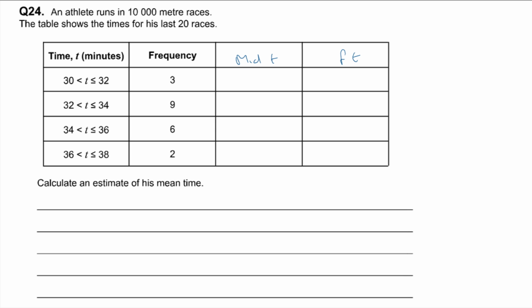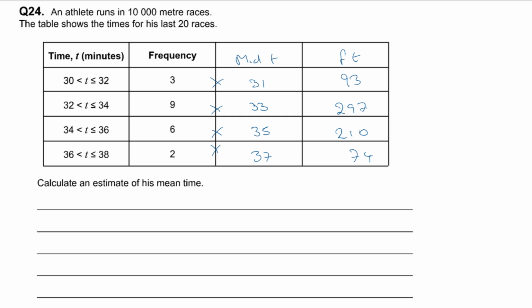Okay, so what is the mid value of 30 to 32? That's going to be 31. Middle of 32 and 34 is 33. Middle of 34 and 36 is 35. Middle of 36 and 38 is 37. Okay, then we're going to times these. 3 times 31, that's 93. 9 times 33, that's 297. 6 times 35, that comes to 210. 2 times 37, that's going to be 74.